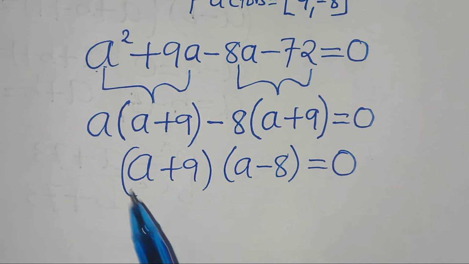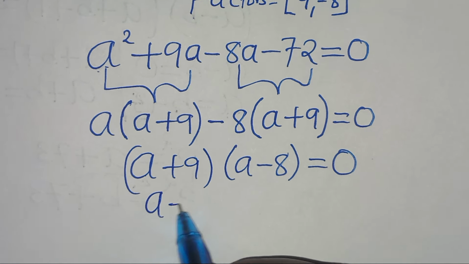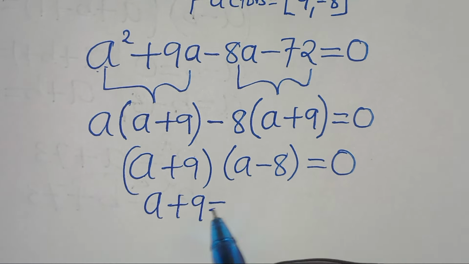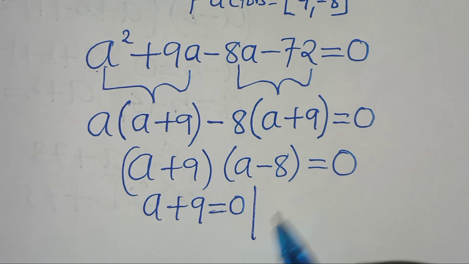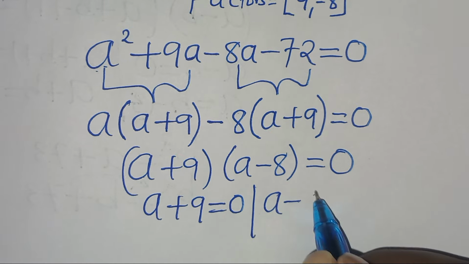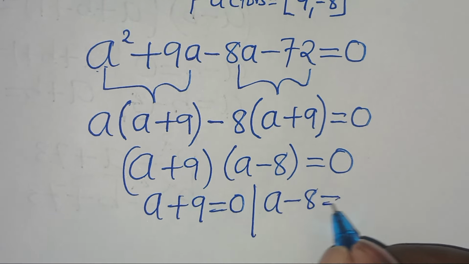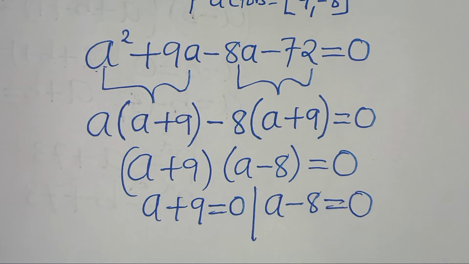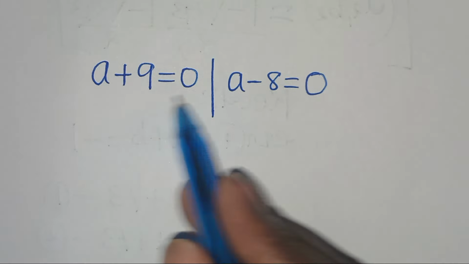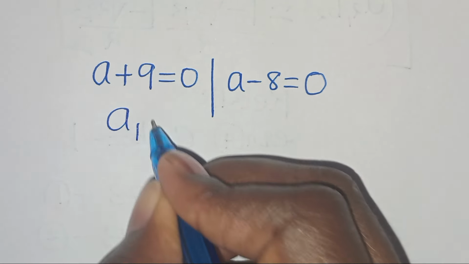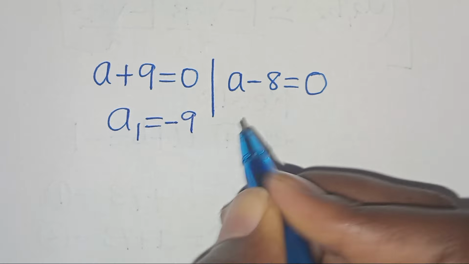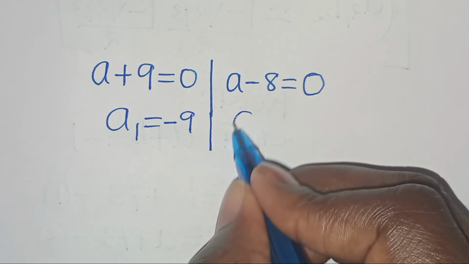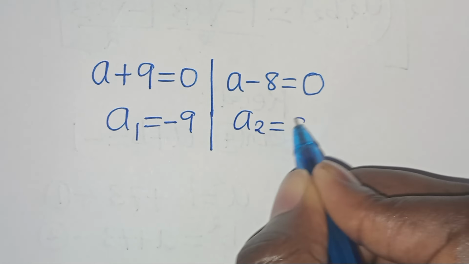So we have two parts here. We have a plus 9 equal to 0, and a minus 8 equal to 0. From here, we have that a1 is equal to minus 9, and a2 is equal to 8.